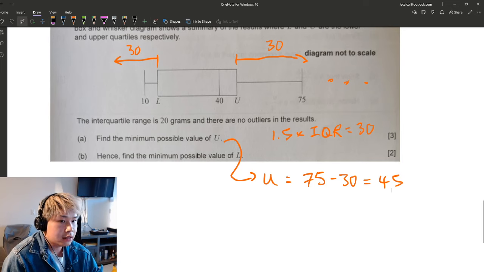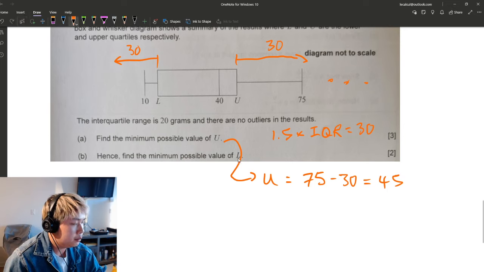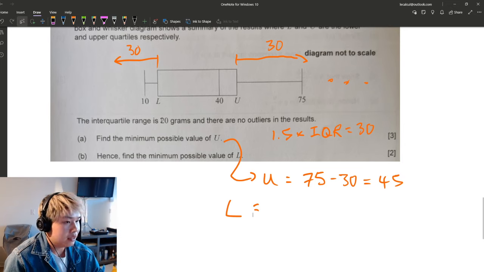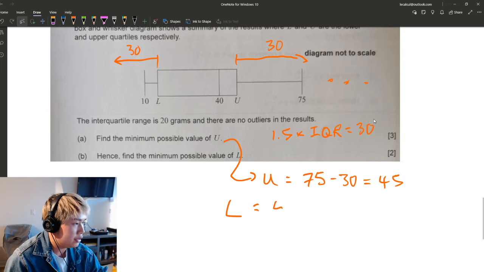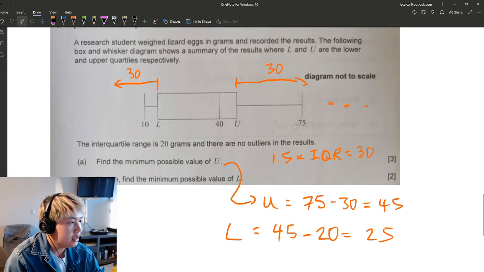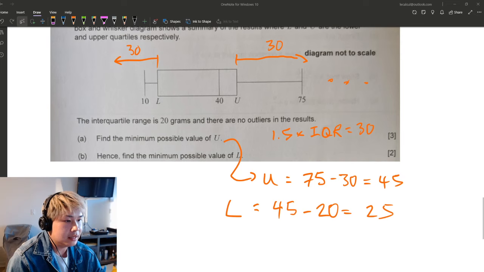And then, what is this? Find the minimum possible value of L. Well, if we have the minimum possible value of U, then L is going to also be the minimum possible value. And we know that the interquartile range is 20, and the interquartile range is the range from first quartile to third quartile. So we're going to take the third quartile, which we just found out in part A, and we're going to subtract 20. So L is going to be 25. And I think that's the entire question. So easy peasy.